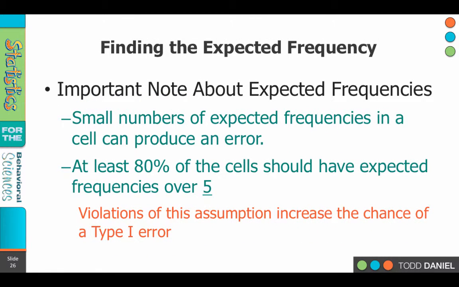Now there's one more important thing that I want to tell you about, and this is true no matter what type of chi-square you're running, and that is that we want our expected frequencies to be above a certain level. Bottom line, this means that we need to have a large enough sample size for the chi-square to work. But small numbers of expected frequencies can produce an error in our chi-square. So a small number of expected frequencies in a cell can produce an error. The cell is really referring to one of the lines.